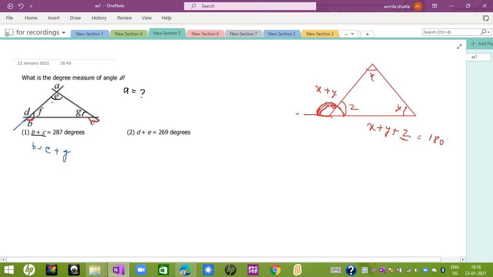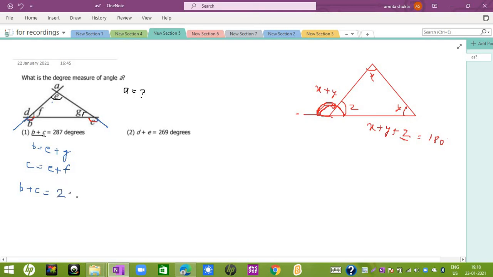Similarly, if you look at angle C, this side is extended. So clearly C is equal to the sum of the other two angles, and the other two angles of that triangle are E plus F. Now we are given that B plus C is equal to 287 degrees. So let me add here. B plus C is going to be E plus G plus E plus F.